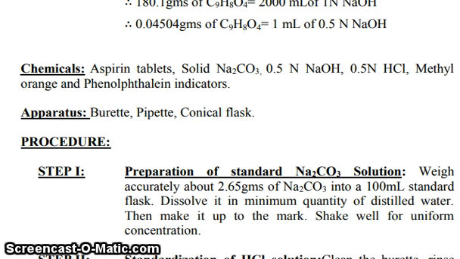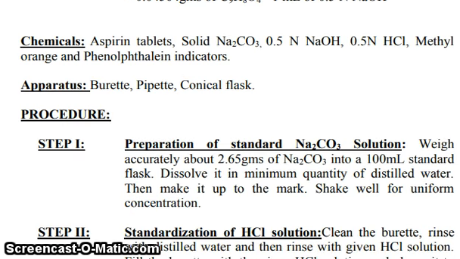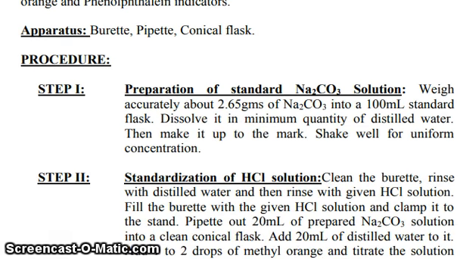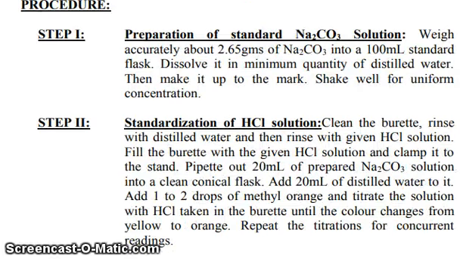What is the procedure? Preparation of standard sodium carbonate solution. Weigh accurately about 2.65 grams of sodium carbonate into a 100 milliliter standard flask. Dissolve it in a minimum quantity of distilled water. Then make it up to the mark. Shake well for uniform concentration.